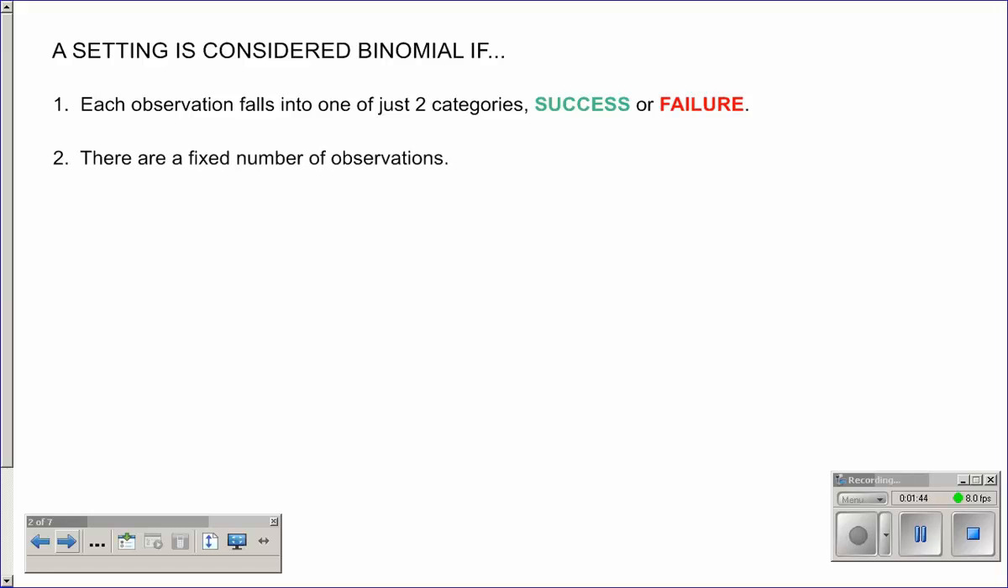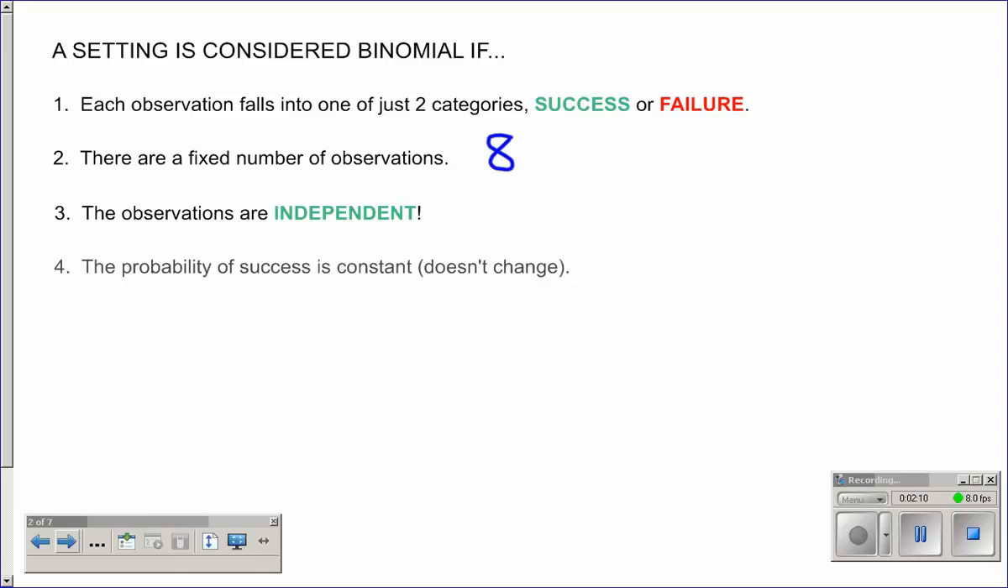Number 2, there are a fixed number of observations. In this problem, we are checking 8 parts and only 8 parts. The number of observations could be different from problem to problem, but in this problem, we're looking at 8 parts, a fixed number of observations. Next, the observations are independent. This means that whether or not a part is defective does not depend on whether the one previous to it was also defective. And finally, the probability of success is constant. It doesn't change. In this problem, the probability that a part is defective is 15%.